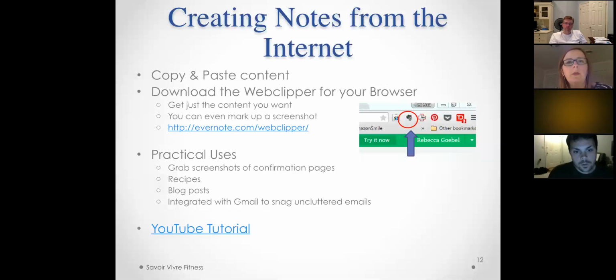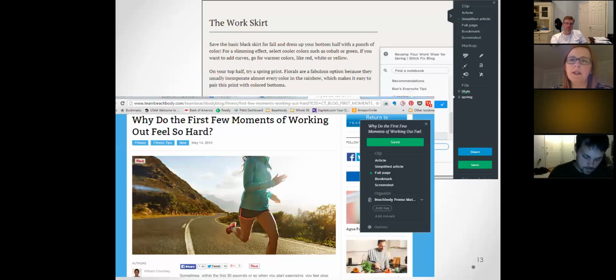It's also integrated with Gmail so that you can snag uncluttered emails without having to actually forward and send an email to yourself. And as you can see here on these slides, which I'll make available on our team page, I have hyperlinks to some of the YouTube tutorials that will walk you through how to do some of this. They're fantastic. So it'll give you a little bit more information than what I'm able to give you right now. It'll give you that deeper dive. So here's just a couple screenshots of how to grab something using the web clipper.